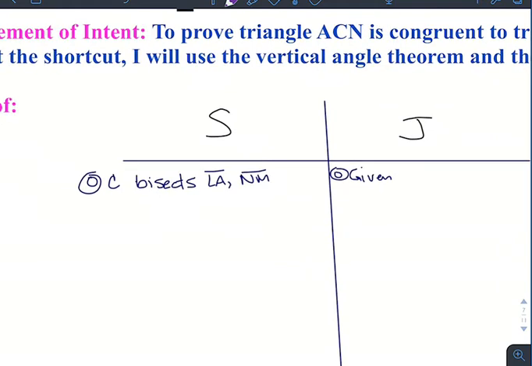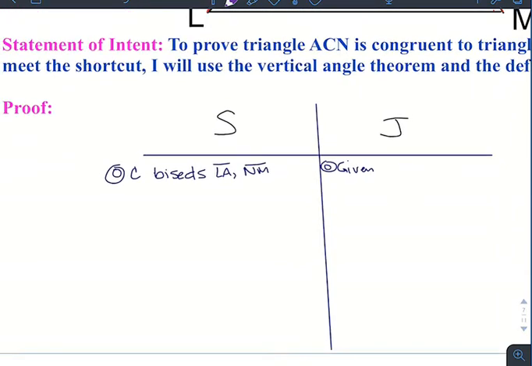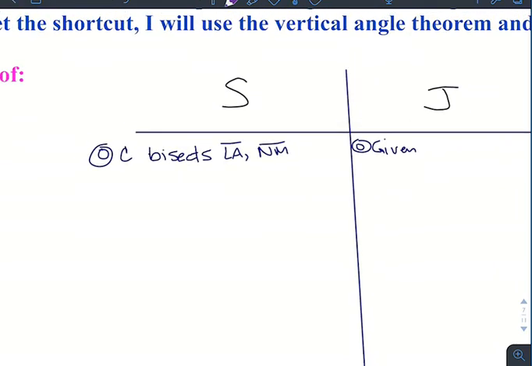In a flow style proof with a statement of intent, you don't really need it because it comes directly from the statement of intent. It's much more organic. But for this style of proof, you're going to do something a little bit different. All right, so let's get into our statements.